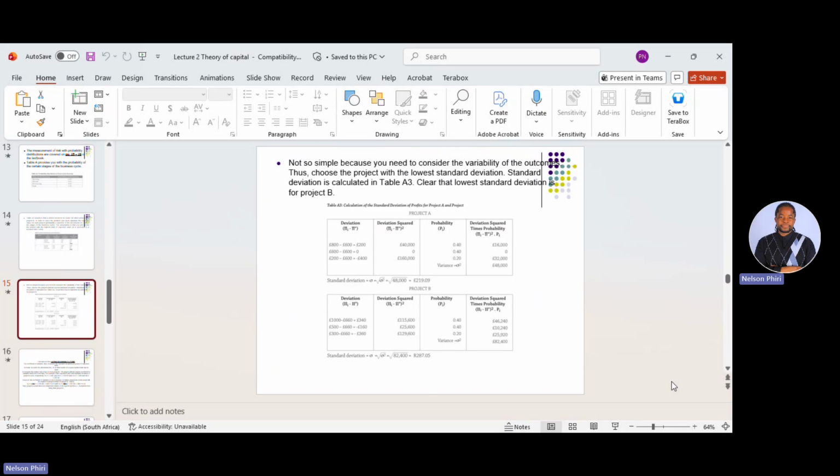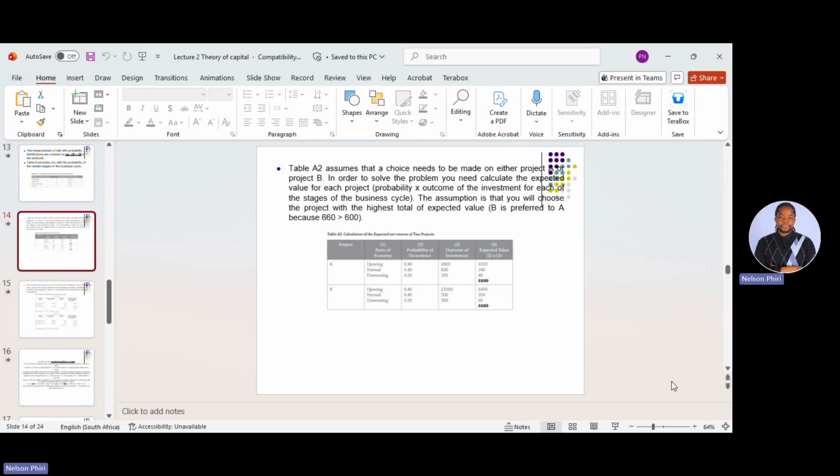And when you add that last column, you get 48,000 pounds, which is your variance. The standard deviation of that return will be the square root of 48,000, which is 219.09. So this is the expected risk of that project, and standard deviation is a measure of the expected risk. You do the same for project B.